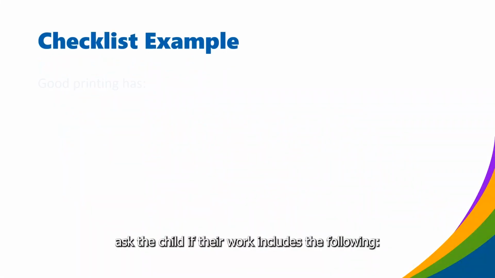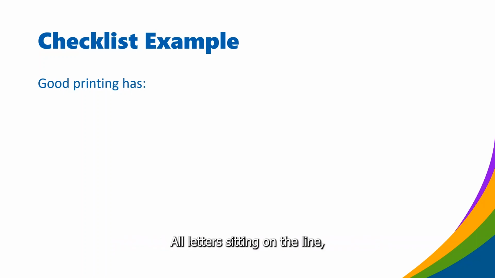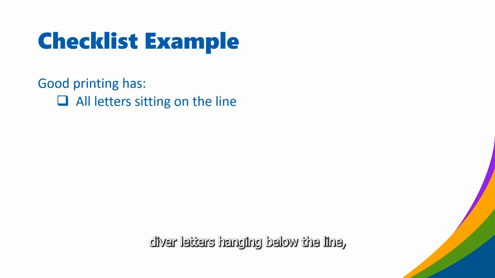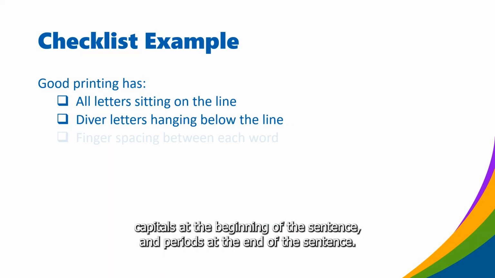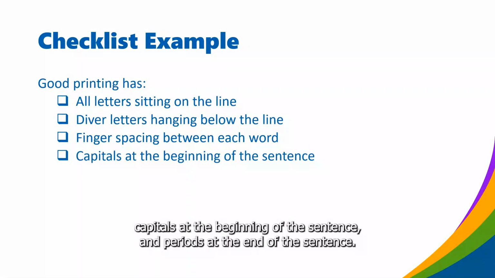When considering the spatial aspects of printing, ask the child if their work includes the following: all letters sitting on the line, diver letters hanging below the line, finger spacing between each word, capitals at the beginning of the sentence, and periods at the end of the sentence.